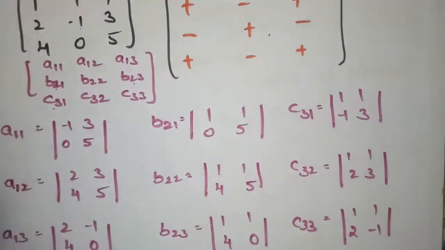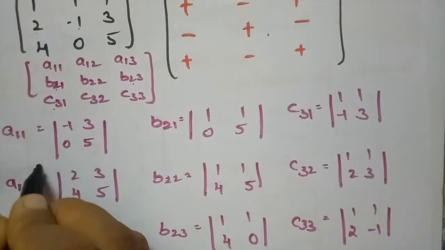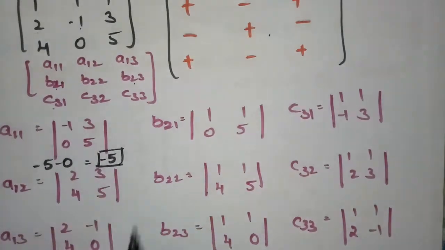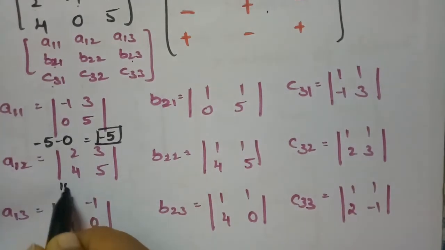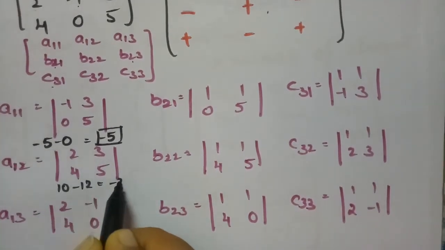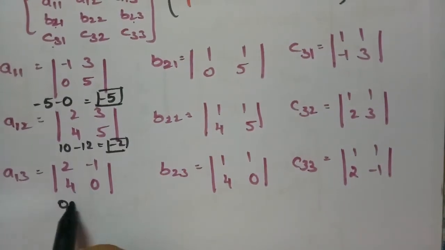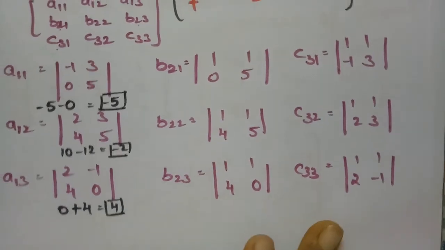Now we have to find out all the values here. For finding all the values, this is minus 5 minus 0. So the value here is minus 5, and here this value is 5 twos are 10 minus 12. So this value is minus 2, and here if you see it is 0 and minus of minus plus 4, the value is 4. So this is AD minus BC.